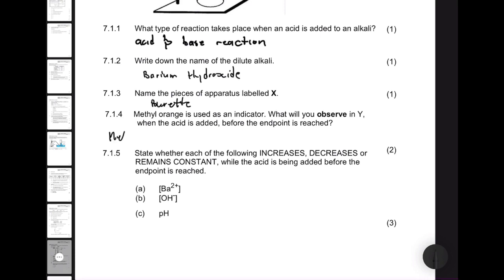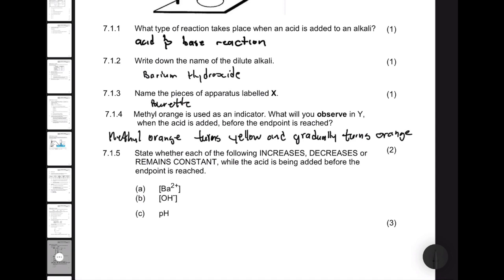So for 7.1.4, the methyl orange turns yellow because we added it into a base, and gradually turns orange. And if you keep adding more acid and your solution becomes acidic, it will consequently turn red.